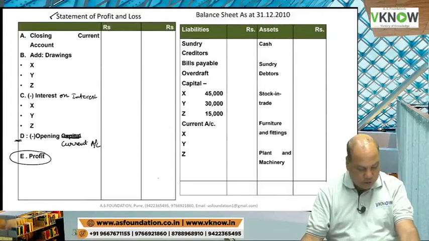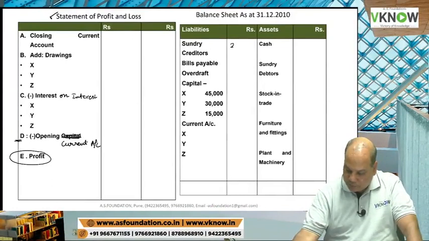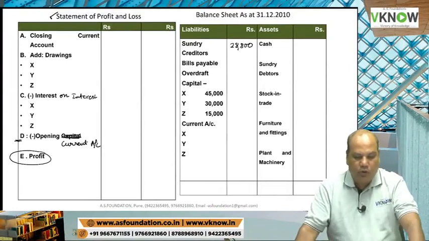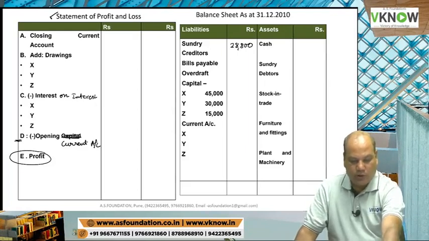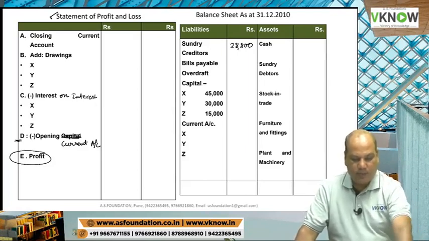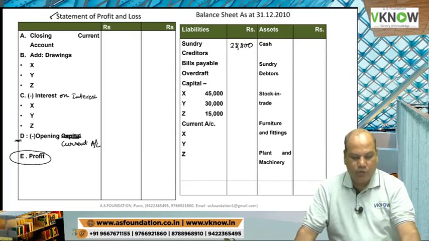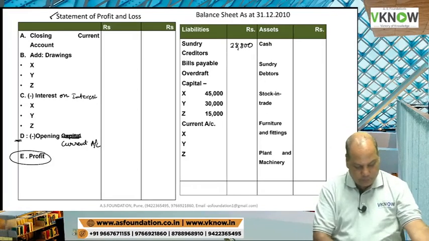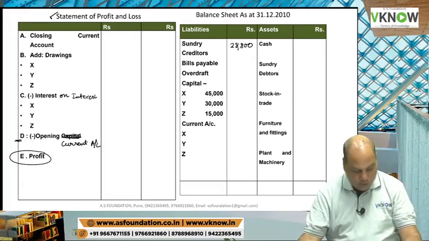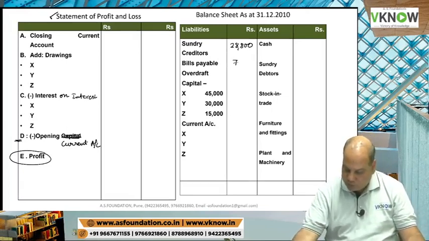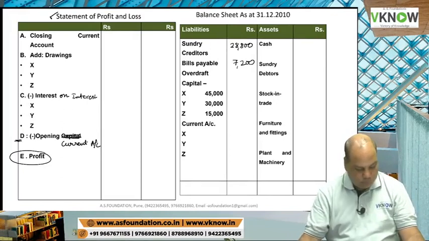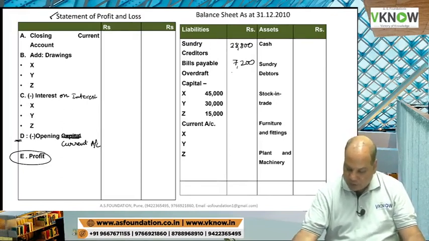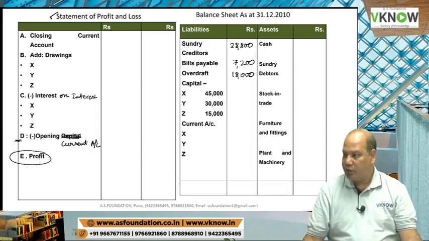So please write down sundry creditor. Check how much is sundry creditor in the last table. Sundry creditor is 28,800. Then bills payable is 7,200. Overdraft is 18,000.